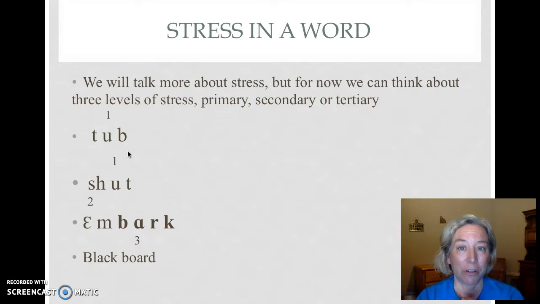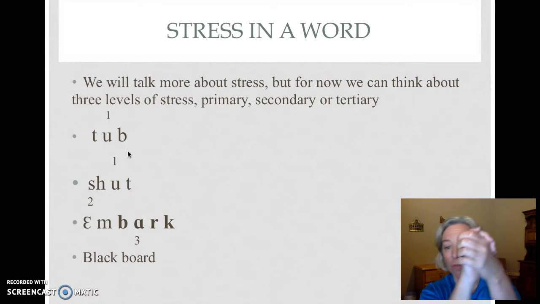So in the first example, I'm going to use the word tub. There's just one stress in the word. It's on the initial vowel. Tub. That's primary stress. In this example, it is another example of primary stress. 1 syllable, 1 level of stress. Shut. Shut. 1 level of stress.